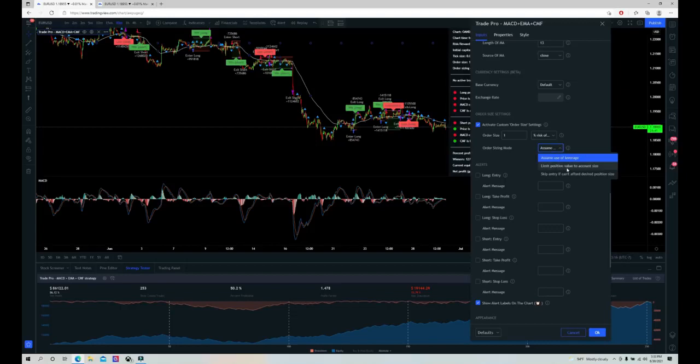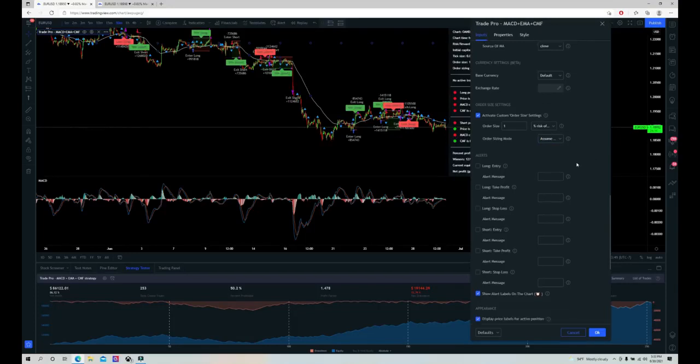You can also limit the position value to the account size so that it doesn't use leverage, or you can skip the entry if you can't afford the desired position size. So if you would be required to use leverage in order to have the proper position size, then it would just skip trades where you would need leverage. So I would just assume use of leverage, as I do use leverage when trading Forex and low time frames on crypto. So let's check out the next thing here.